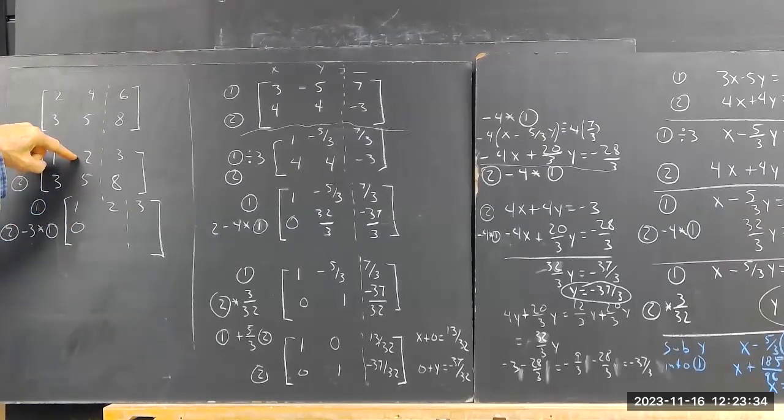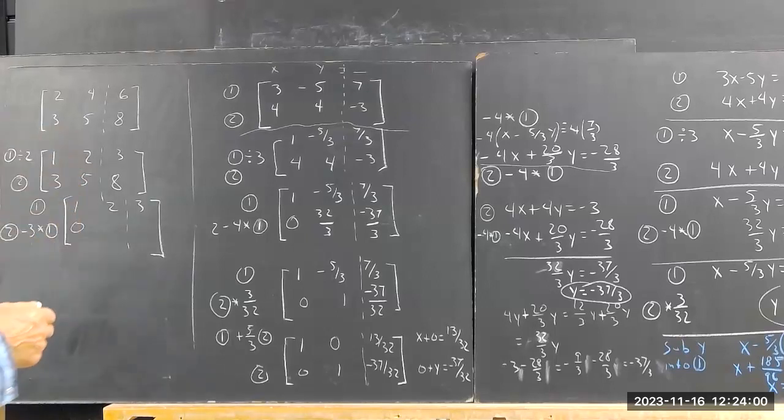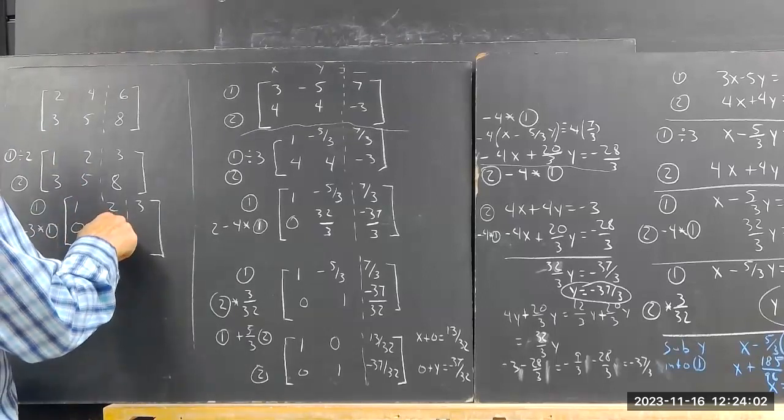Okay, what's 3 times equation 1 here? What's 3 times this number? It's 3 times this number, 6. And of course, negative 3 times this number is negative 6, right? So if I take negative 3 times this number in row 1 and add it to row 2, what do I get? Yeah, negative 1, right? Negative 6 and 5 is negative 1.